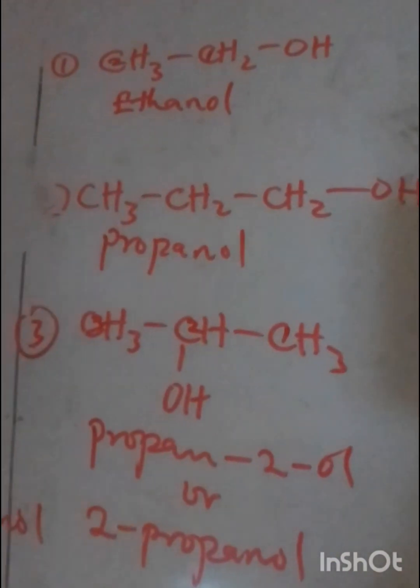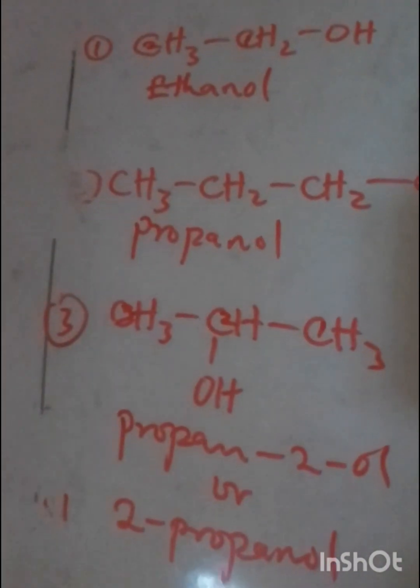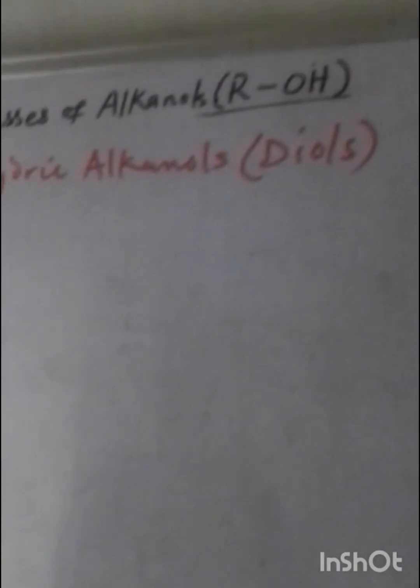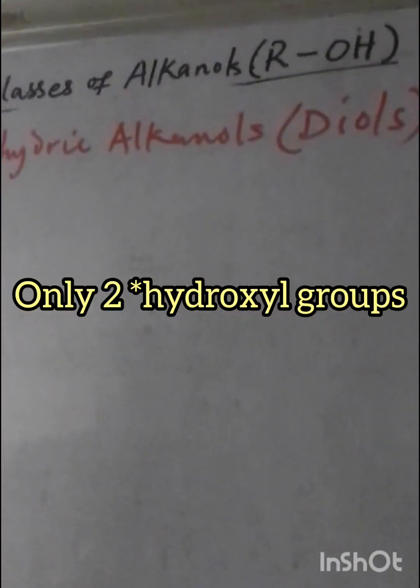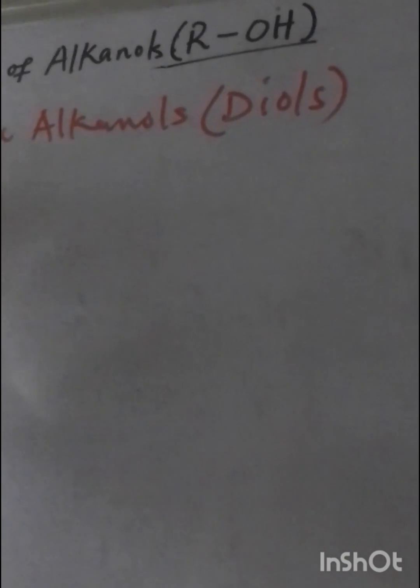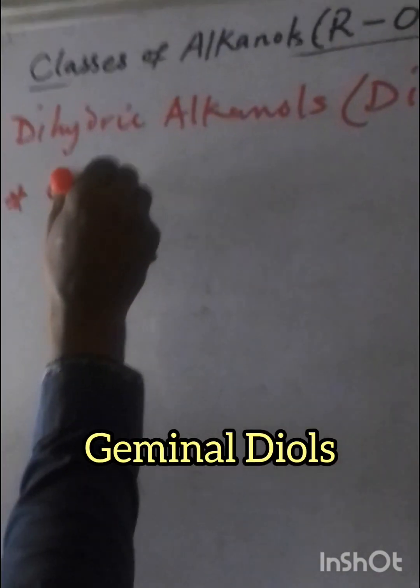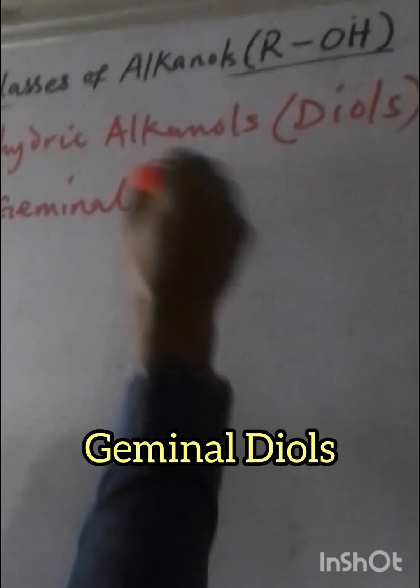Now let's go to the next class, which is dihydric alkanol, or you call it diol. So let's look at diols. Diols contain only 2 hydroxyl groups. But there are 2 groups of diols. One is geminal diol. Geminal means twin.